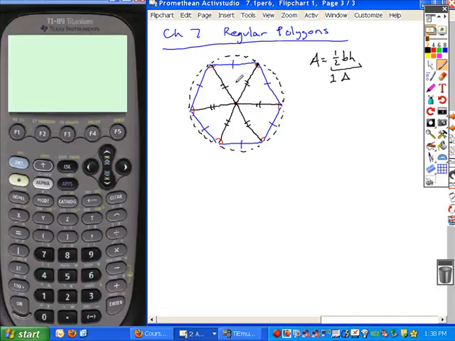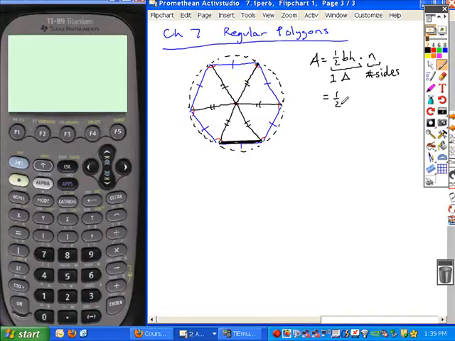And then how many triangles do you have in this case? 6. It's going to be the number of sides of whatever your regular polygon is. And so you can derive the area formula for a regular polygon very quickly if you don't want to memorize it. Let's take one of these reference triangles, and I'll refer to these isosceles triangles as reference triangles. Here's the base of this reference triangle.